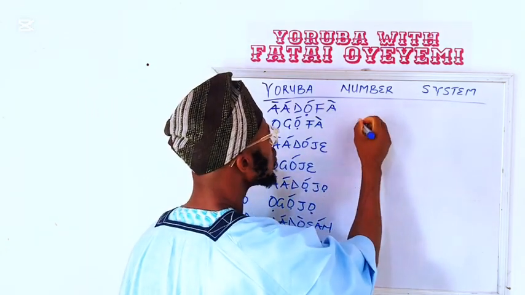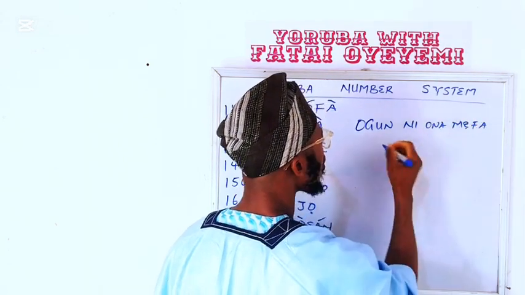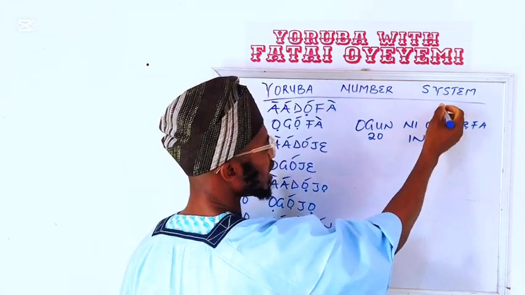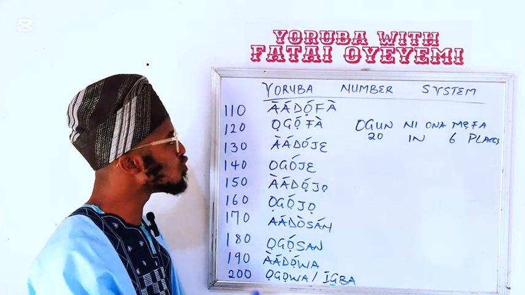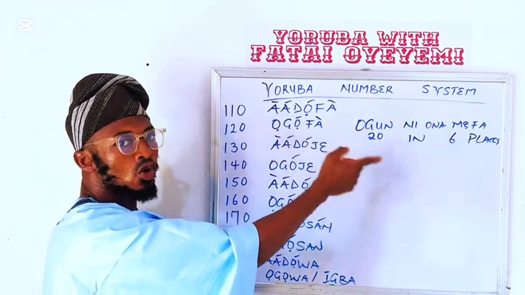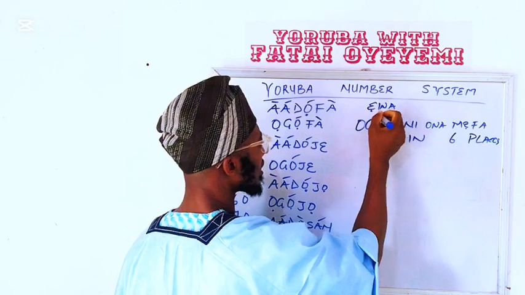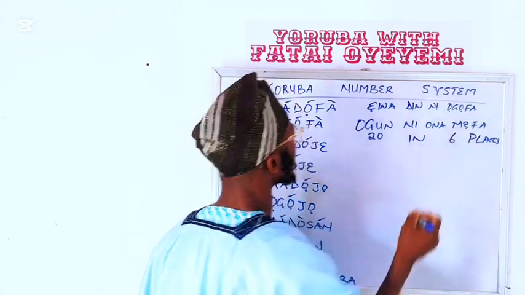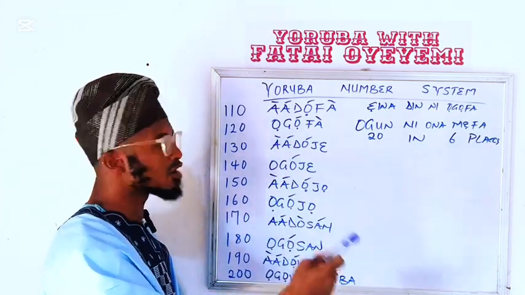120, Ọgọ́fà: ogún ní ọ̀nà mẹ́fà. Ogún is 20 in 6 places. So ọ̀nà here means places. 20 in 6 places, that is ogún ní ọ̀nà mẹ́fà. Ogún mẹ́fà, Ọgọ́fà. And Àádọ́fà means ẹ̀wá dín ní ọgọ́fà. Like I explained, ẹ̀wá is 10. Ẹ̀wá dín ní ọgọ́fà is Àádọ́fà, and ogún ní ọ̀nà mẹ́fà, ogún mẹ́fà, gives us Ọgọ́fà.